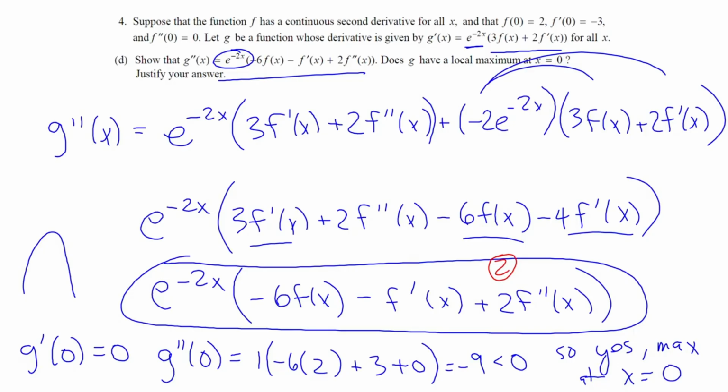1 for g prime of 0 and g double prime of 0. And 1 for yes with the reasoning that we gave. And that's the end of this function FRQ. It is question number 4 from the 1999 AP Calculus AB exam.